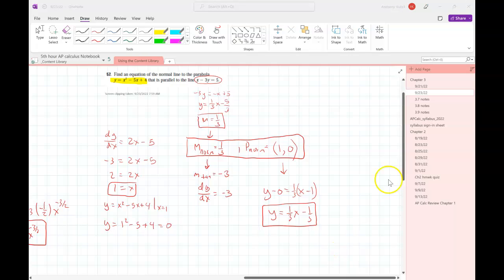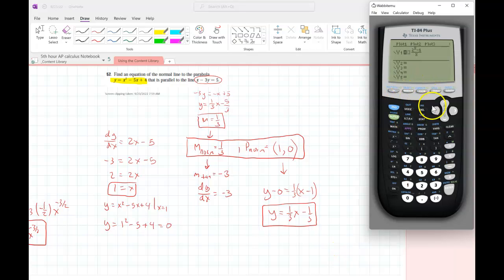So let's just graph all this stuff and make sure that the picture supports what we found here, right? We have these fancy graphing calculators. We might as well use them. So here's my parabola. And then this one that I'll do as a dashed line is going to be the line that we're looking to be parallel to.